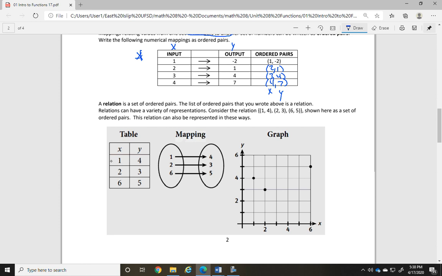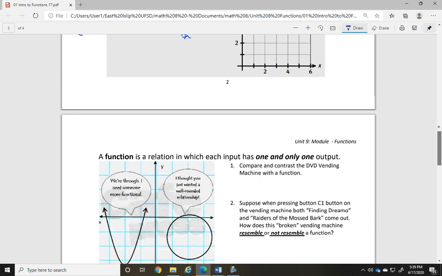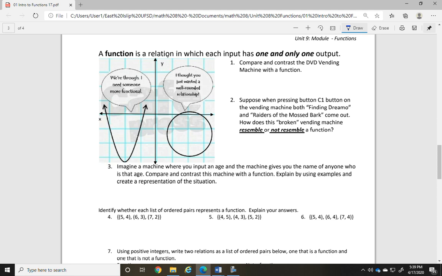So as a table or as ordered pairs, remember this would be 1, 4, 2, 3, and 6, 5. These same points are written as a mapping here, and these same points are then plotted. Here's the point 1, 4, here's the point 2, 3, and here's the point 6, 5. So those are the different ways that we can show our relations, and some relations are functions. A function is a relation where every input has one and only one output.